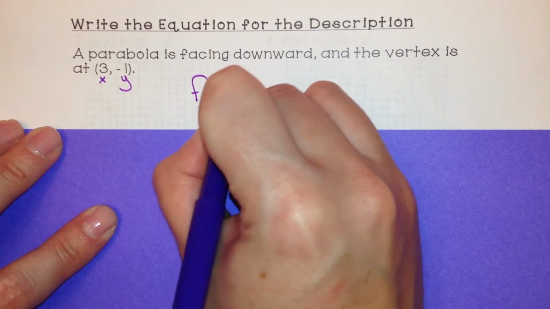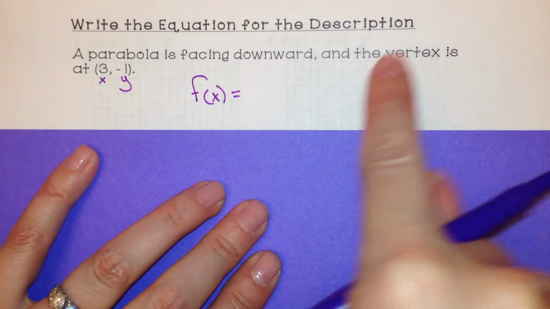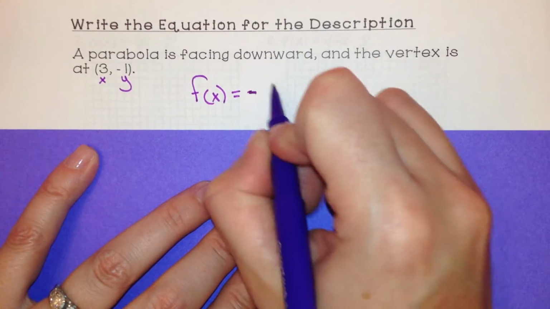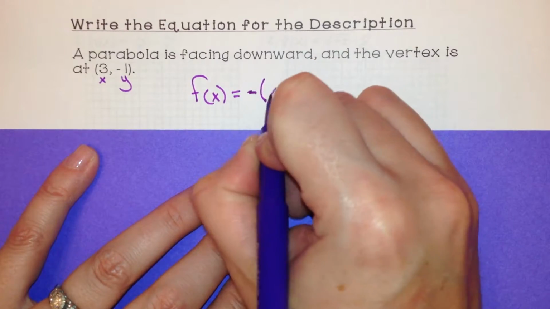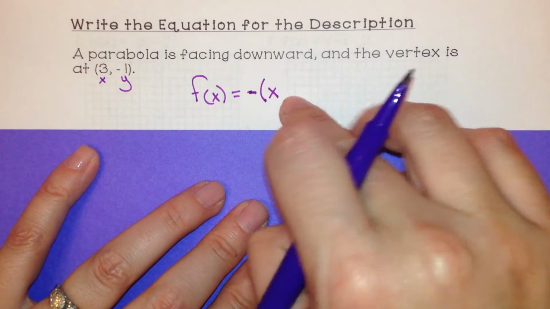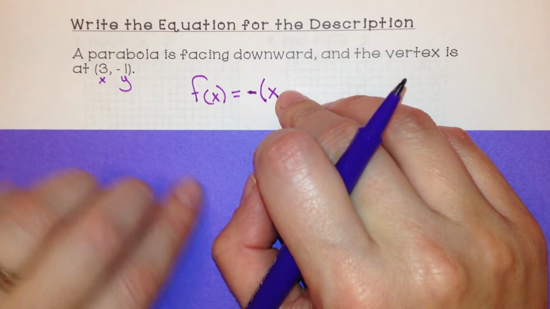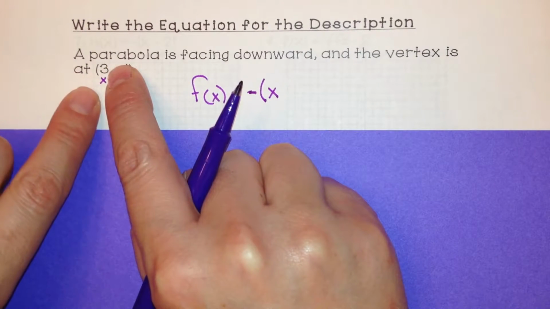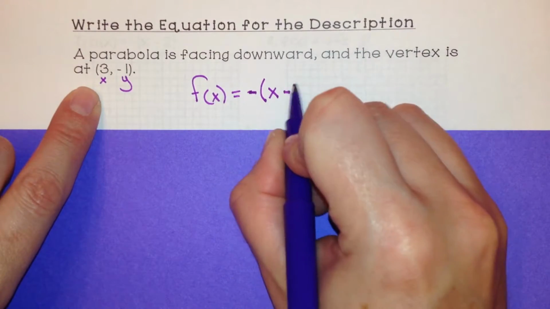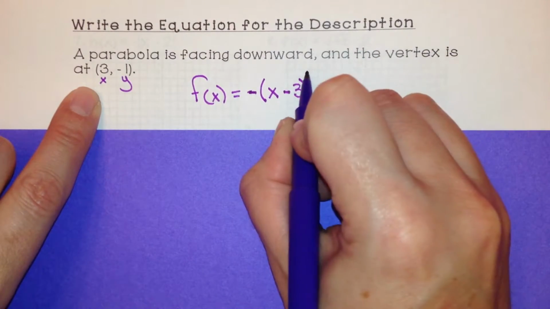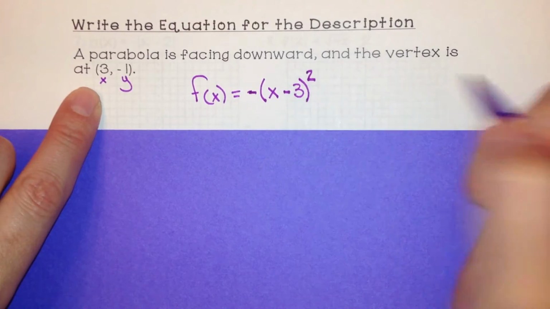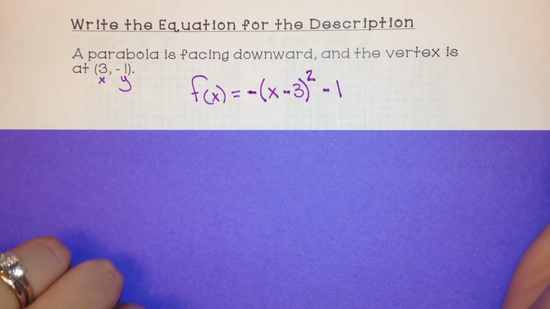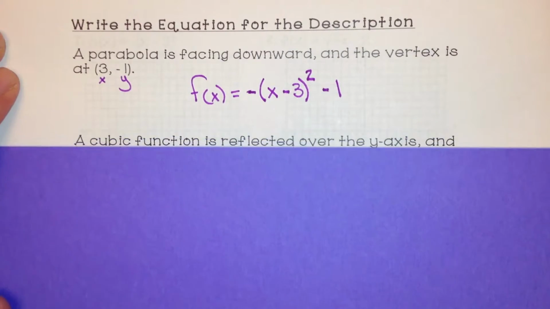F of x is equal to, all right, remember, facing downwards. That's multiplying it by a negative on the outside. We have x. Remember, moving it left and right is what's inside. And because it's 3 right on the x-axis, that would be minus 3. And it is a quadratic, so squared. And minus 1 shifts our graph 1 down. All right.